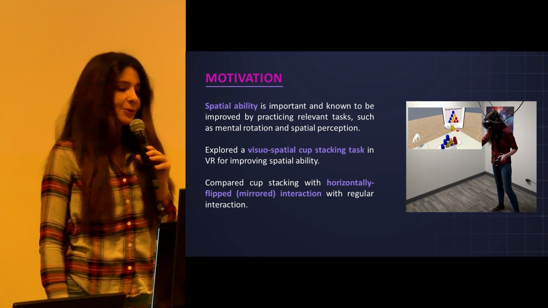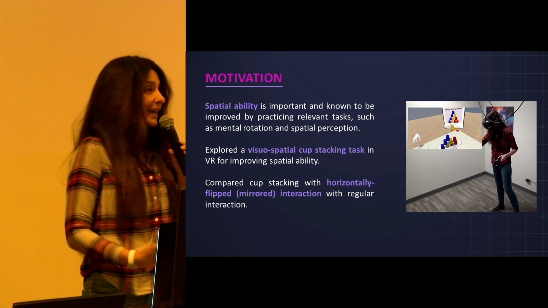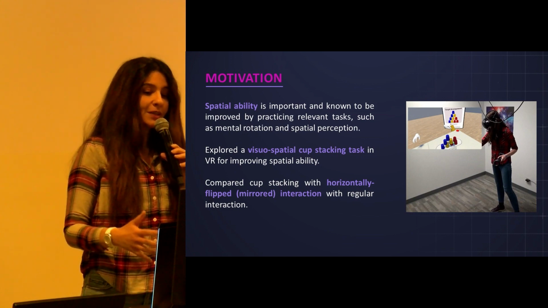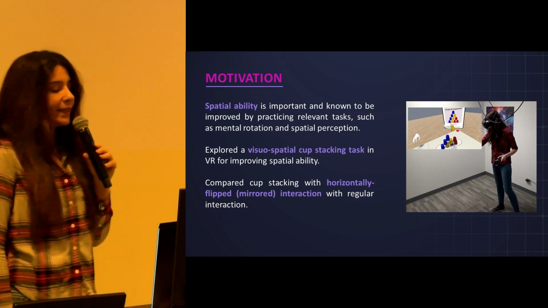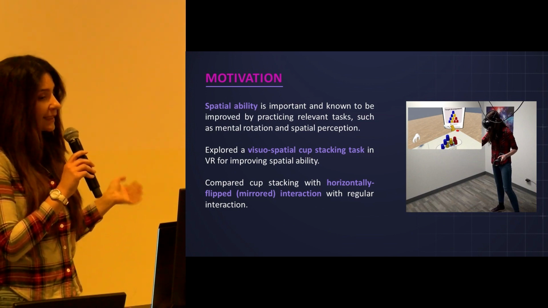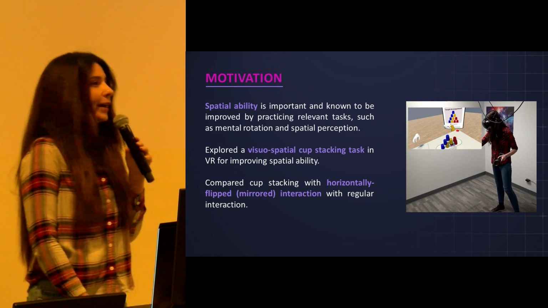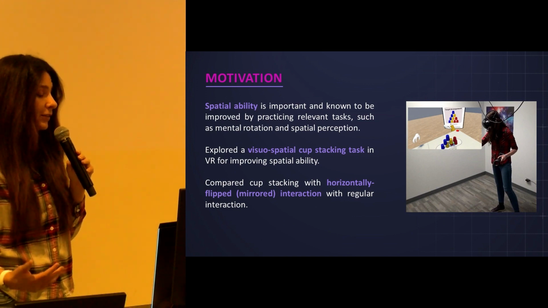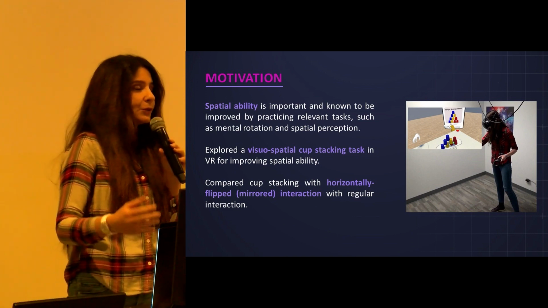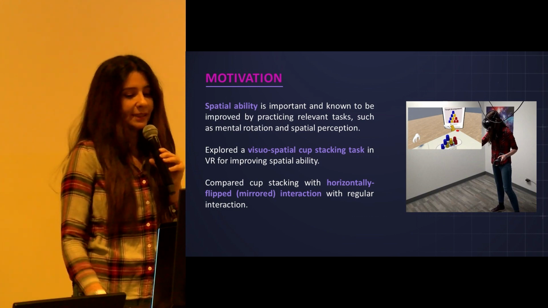Spatial ability is important, and it is known to be improved by practicing relevant tasks such as mental rotation or spatial perception. So in this publication we explored a visual spatial cup-stacking task in virtual reality, and we wanted to explore if practicing this task in virtual reality would improve spatial ability or indicate a potential improvement in spatial ability.